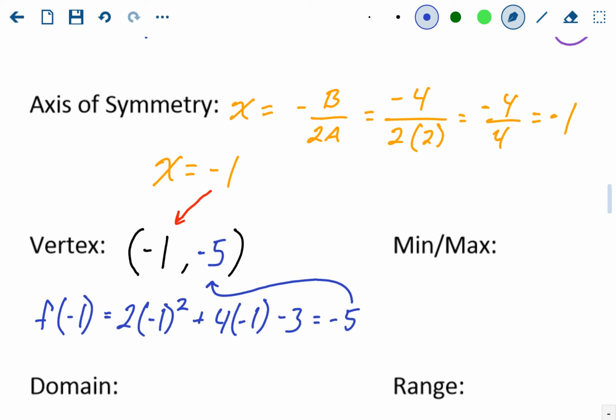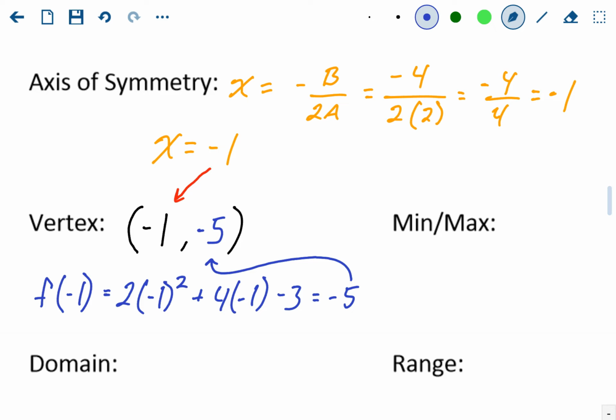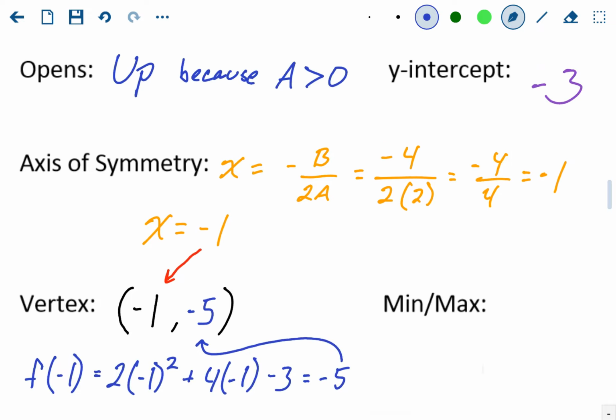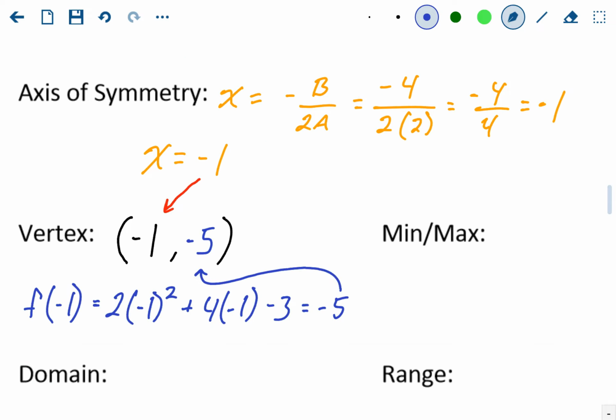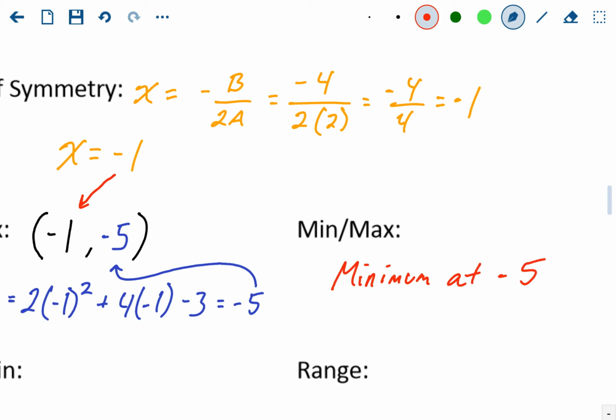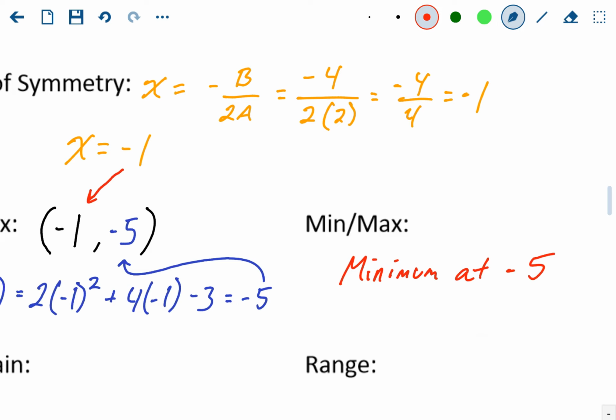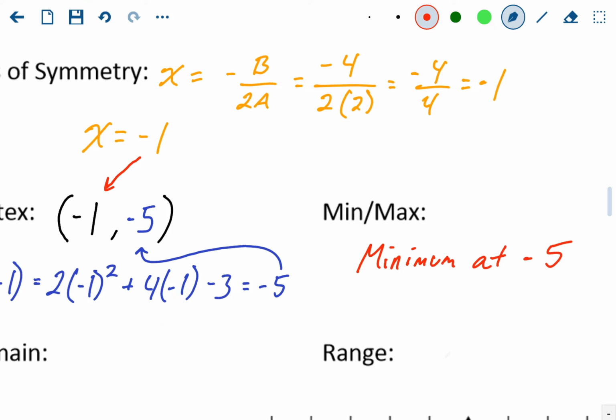Okay. All right, and then everything else, we have all the information we need now. Since the parabola opens up, that means the vertex is going to be the lowest point on the graph. It's going to be the minimum. So this graph is going to have a minimum value at -5. So -5 is going to be the lowest point on this graph, the lowest y value on this graph. And the -5 is from the y value of the vertex, and the vertex has to be the lowest point.